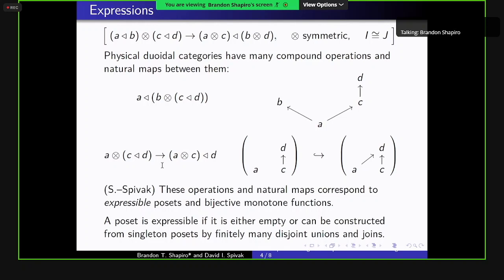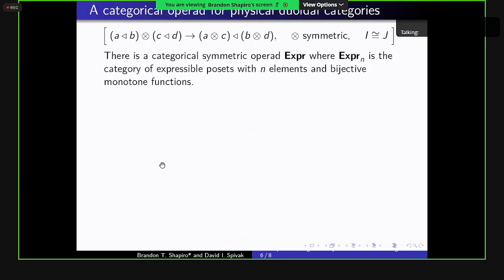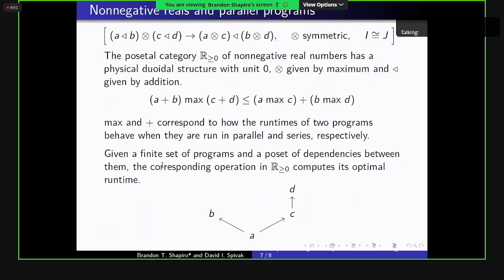Yeah, thank you. Other questions? Hi. Yeah, maybe a naive question, coming from a computer science angle. You mentioned connections to processes and parallelism. Is there any semantics of parallel or concurrent processes that you're aware of that might have an implementation in a physical duoidal category, like pi calculus or CCS or something like that?